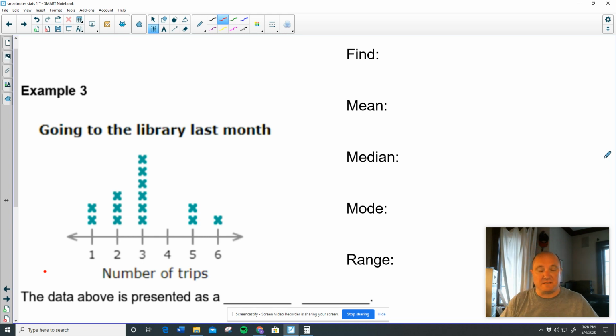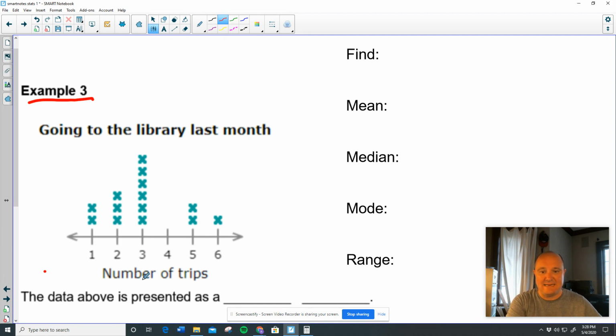Okay, let's look at another example in our lesson on mean, median, mode, and range. Here's example number 3. So here we have some sort of chart about going to the library last month. So this is maybe a number of people. So these people made 1 trip to the library. This many people made 2 trips to the library. This many people made 3 trips, and so on.